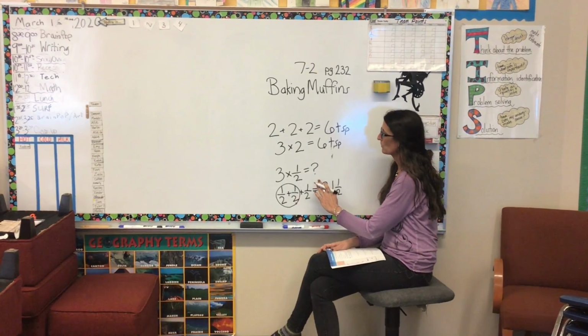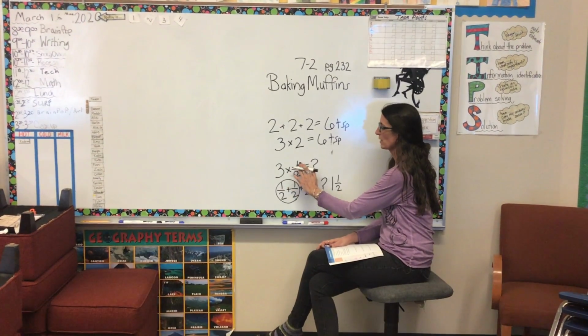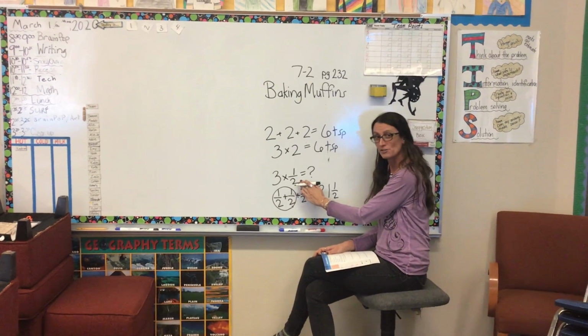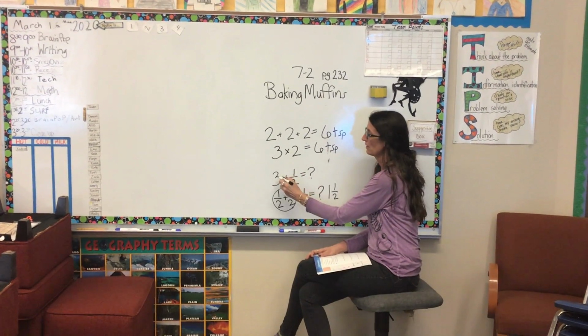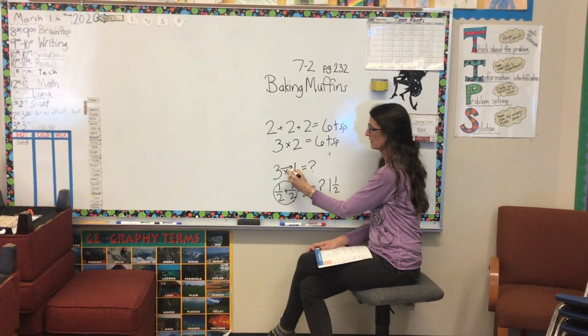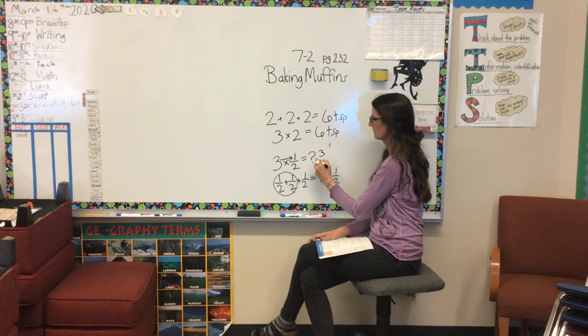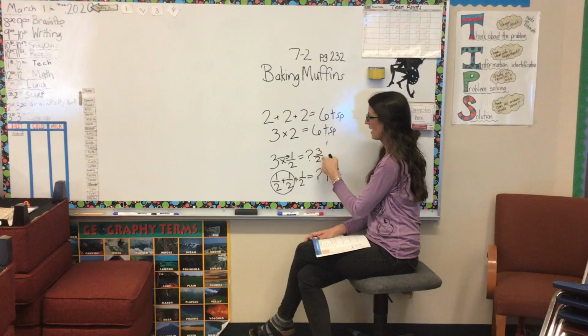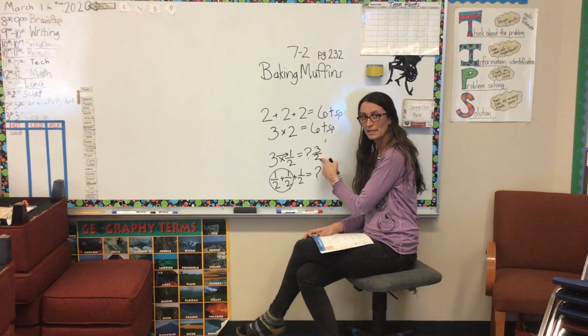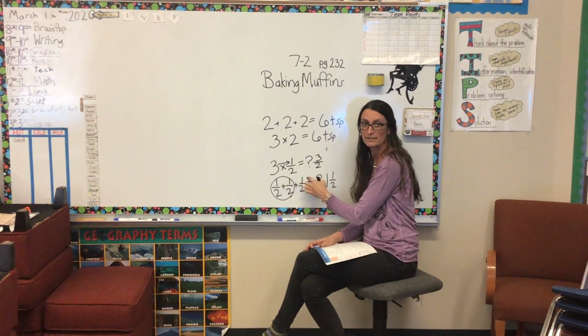If we wanted to do 3 groups of 1/2, I could also take my whole number and do 3 times 1 is 3 over 2, 3 halves. So I'm still only adding the numerator, because you don't ever add the denominators.